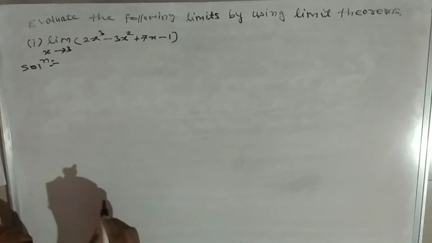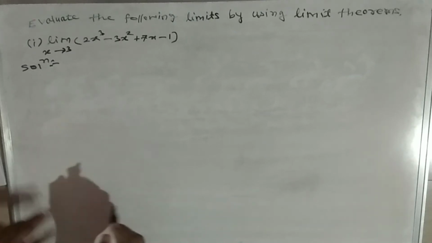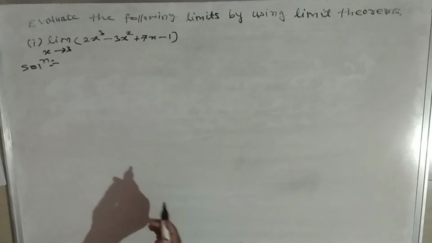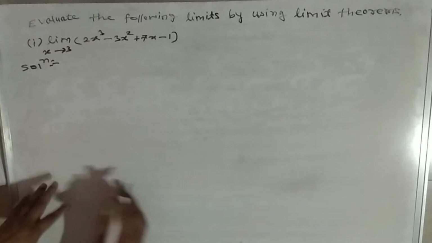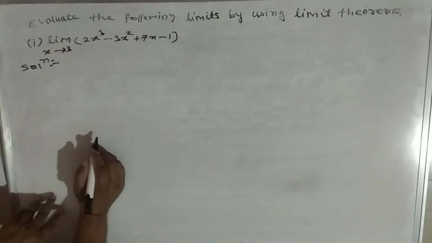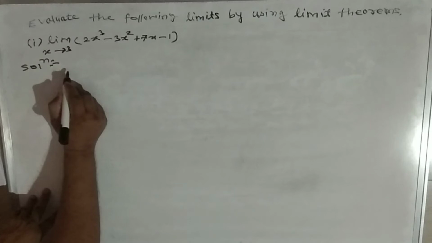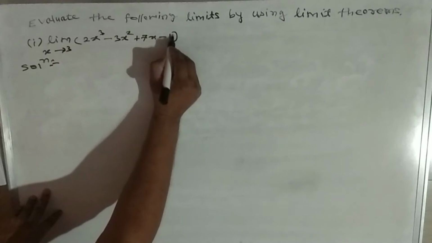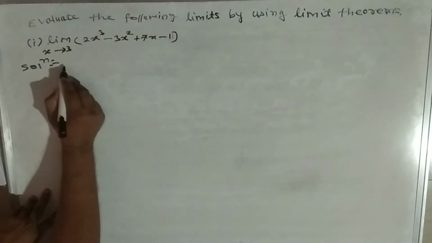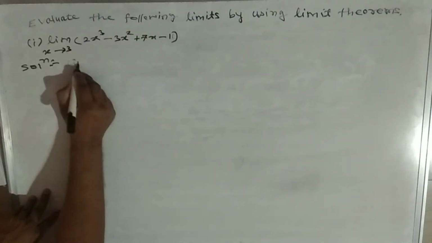Limit of a function f of x plus g of x as x tends to 0 is equal to limit of a function f of x as x tends to 0 plus limit of a function g of x as x tends to 0. By using this theorem we will solve this problem. So this is 11.